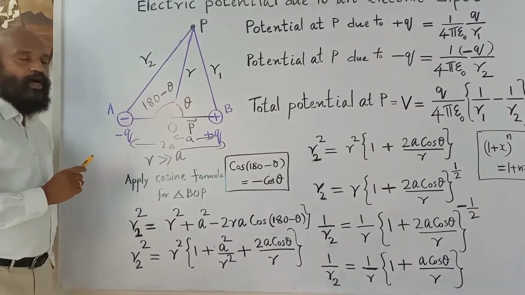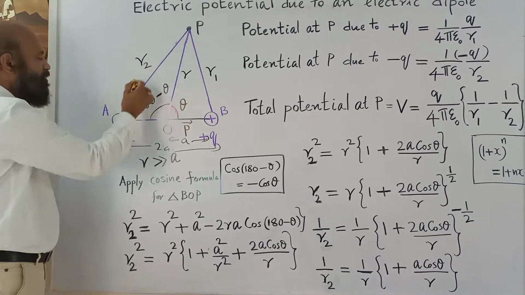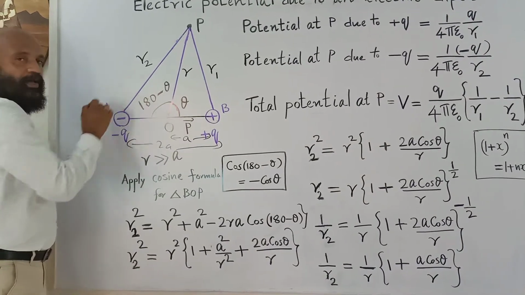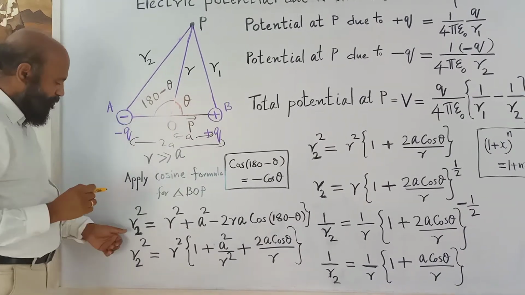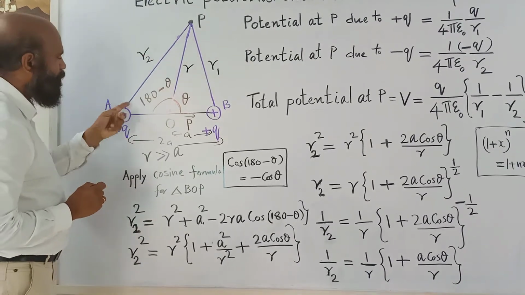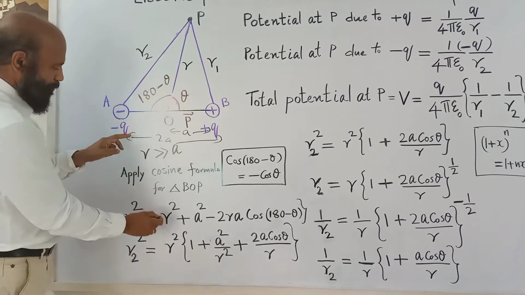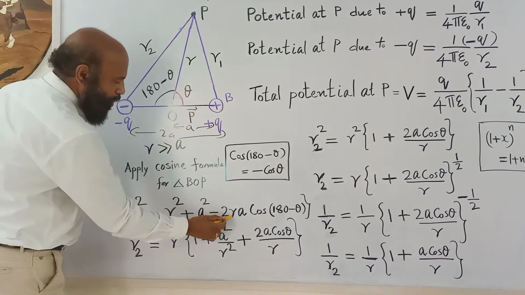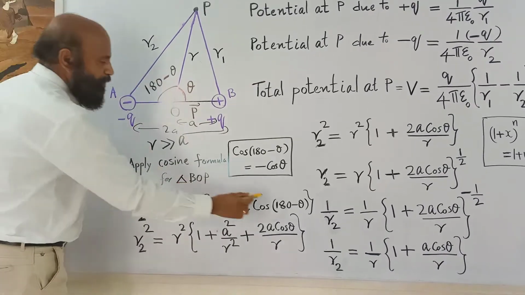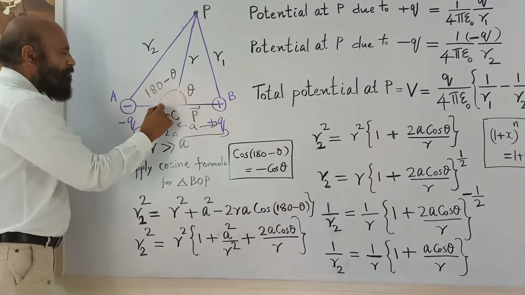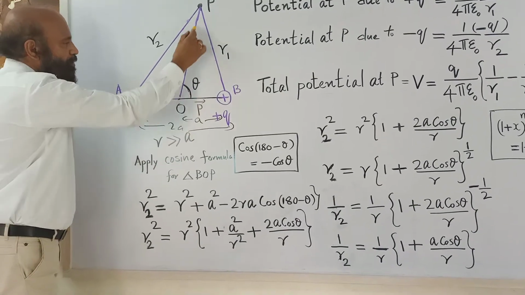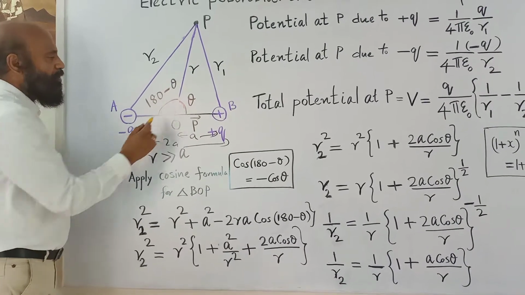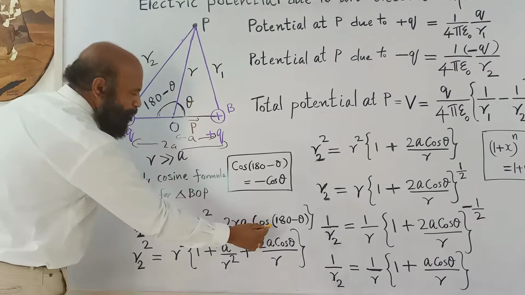Now let us apply cosine formula for this triangle AOP. First we applied for BOP. When we apply cosine formula for this triangle, R2 square is equal to R square plus A square minus 2RA cos 180 minus theta, because angle between this line and this is 180 minus theta. Here it is theta, but this is 180 minus theta.